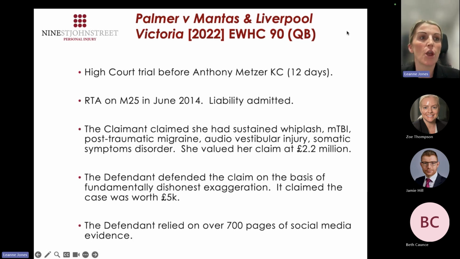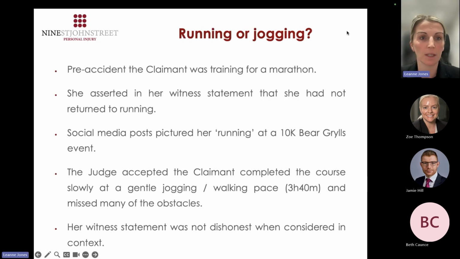It's worth noting the defendant only pleaded fundamental dishonesty in the counter schedule 3 weeks before trial. So that feeds well into Beth's talk as to pleading in fundamental dishonesty cases. So pre-accident, this claimant was training for a marathon. She said in her witness statement she had not returned to running post-accident, but the social media posts showed her running at a 10K Bear Grylls event.